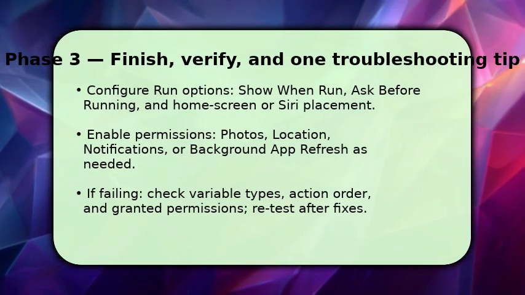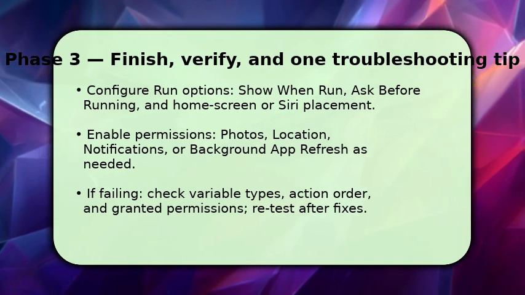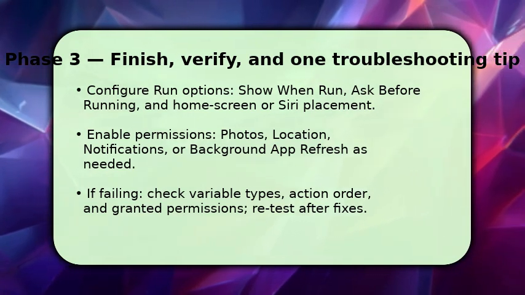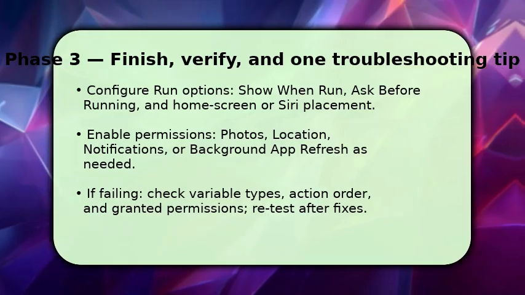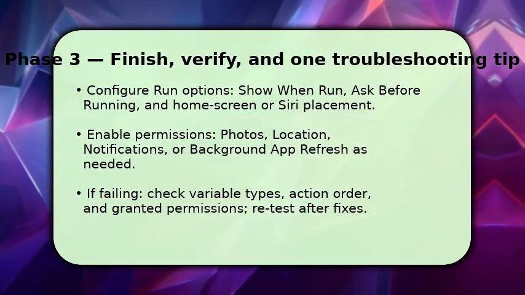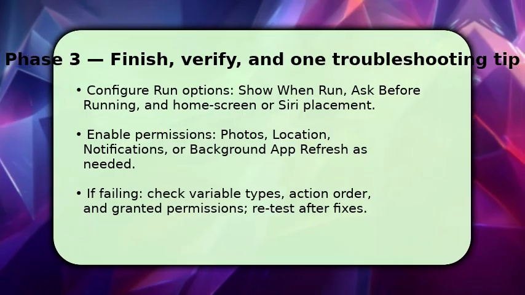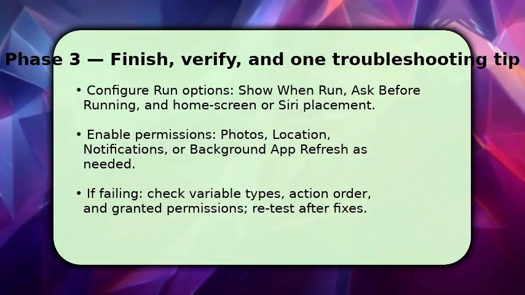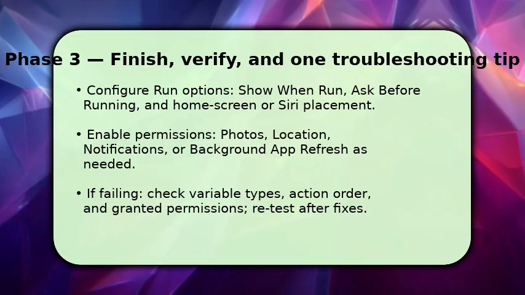Finish by configuring run options and placing the shortcut where you need it: home screen, widget, or a Siri phrase. Then enable needed permissions like photos or location so actions can execute. Once saved, run the entire shortcut end-to-end to confirm behavior.